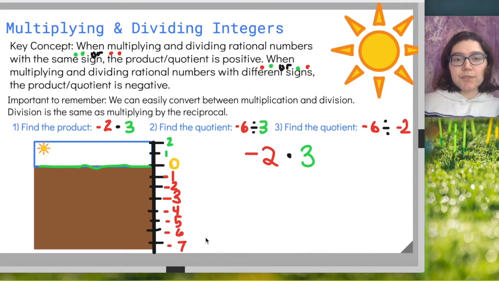So our key concept for today is when we're multiplying and dividing integers, although this will be true for rational numbers as well. When we have two numbers that have the same sign, they're both positive or they're both negative, then our product, the answer to the multiplication problem, or the quotient, the answer to our division problem, is going to be positive. And when we have different signs, one positive and one negative, that product or quotient is going to be negative.